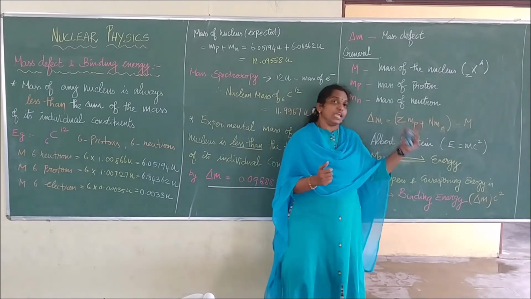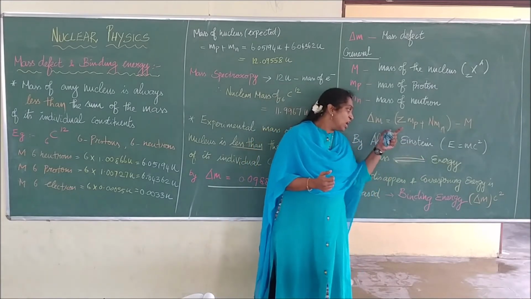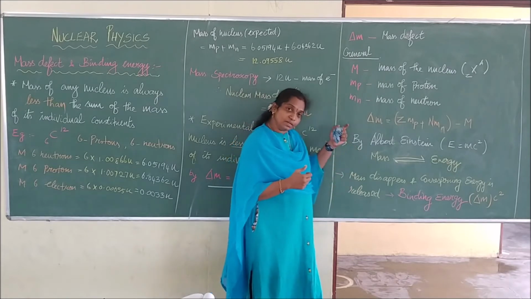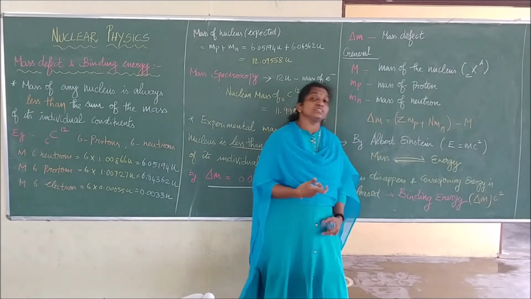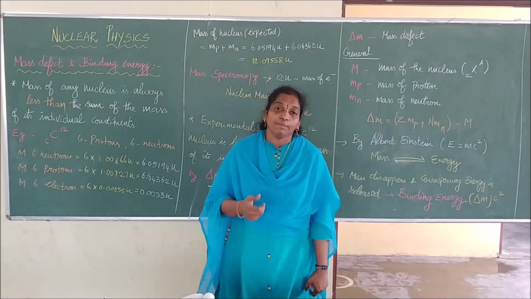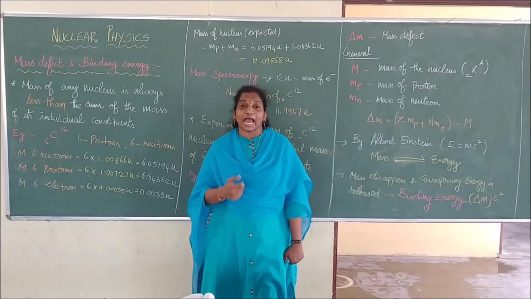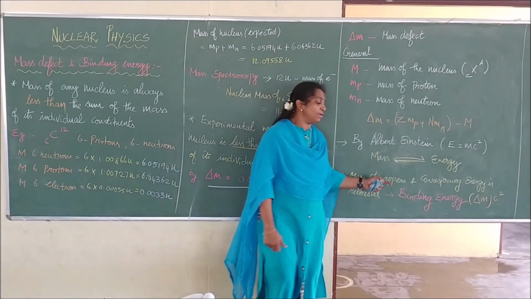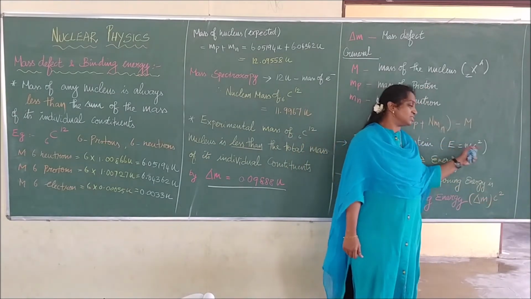So that is E equal to mc square. So my mass will be converted in terms of energy, and energy will be converted in terms of mass. This mass which has disappeared has been released in the form of energy. It helped me to bind the neutrons inside the nucleus. We call that energy as what? Binding energy. And the binding energy will be represented by the equation del m into c square. That's how we are representing mc square.